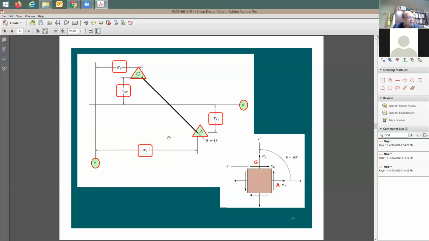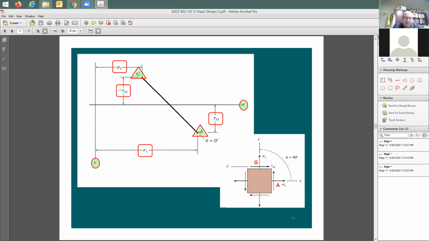How do you plot it? The x component on this graph is going to be equal to sigma x. The y component, which is tau xy, is going to be this stress value. With that, you plot point A here. So with that, I was able to plot point A on the stress diagram.